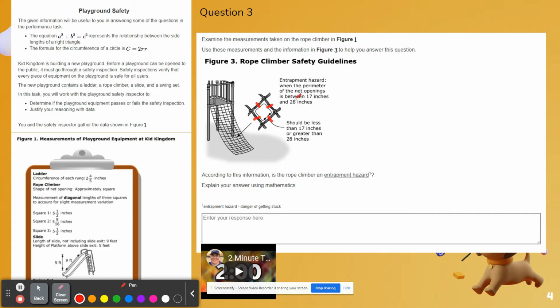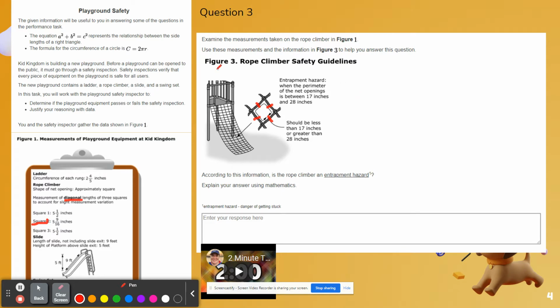It says the entrapment, it wants to know the perimeter, right? And so perimeter is just the measure of all the outside edges, is between 17 and 28. If it is, that's an entrapment. If it's less than 17 or greater than 28, then it's fine. So you go over here, it has some information. It says the diagonal lengths are 5.5, 5 9/16, and 5.5. Now, the first one I would check is always the biggest one, because if the biggest one passes, the smaller one's going to pass. Does that make sense?